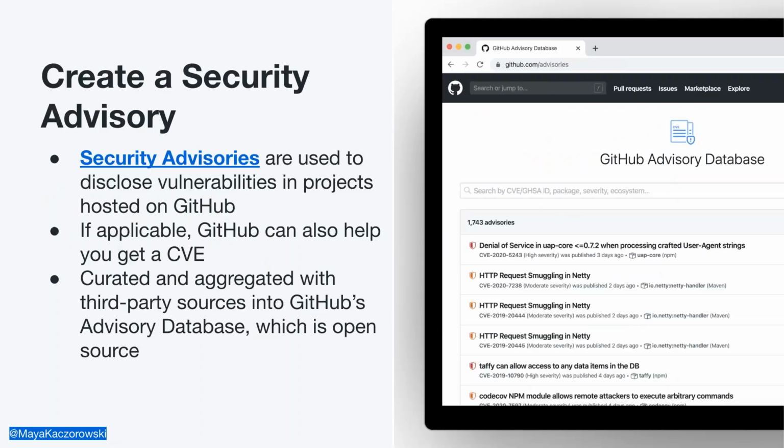So if you are a maintainer of a project and you need to create a security advisory, you can create a security advisory directly on GitHub. If your project is hosted on GitHub, if it's open source, and you don't have another CNA, another way of getting vulnerability numbers, GitHub is your issuer, so you can file for a CVE directly. And that then gets published as part of GitHub's advisory database, which is curated and aggregated with third-party sources, and it's fully open source. So that data, anybody can go access and see and use, not proprietary.